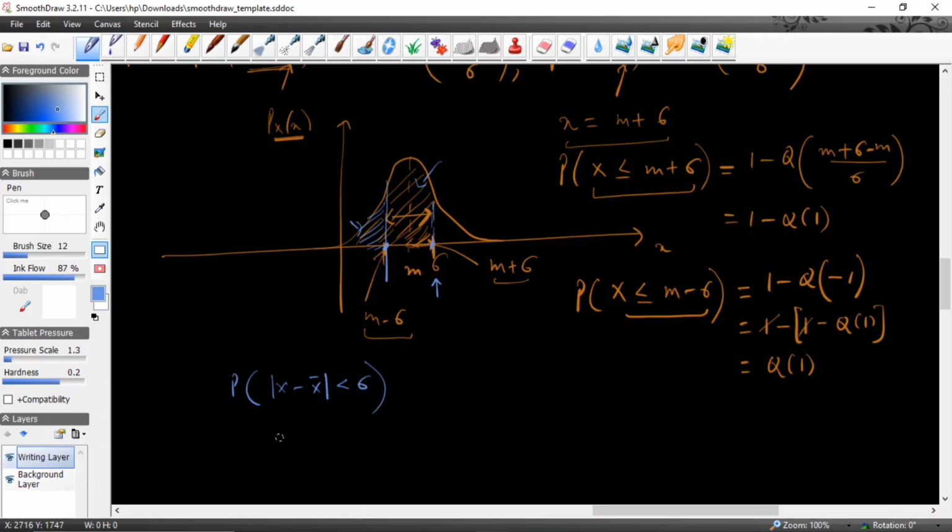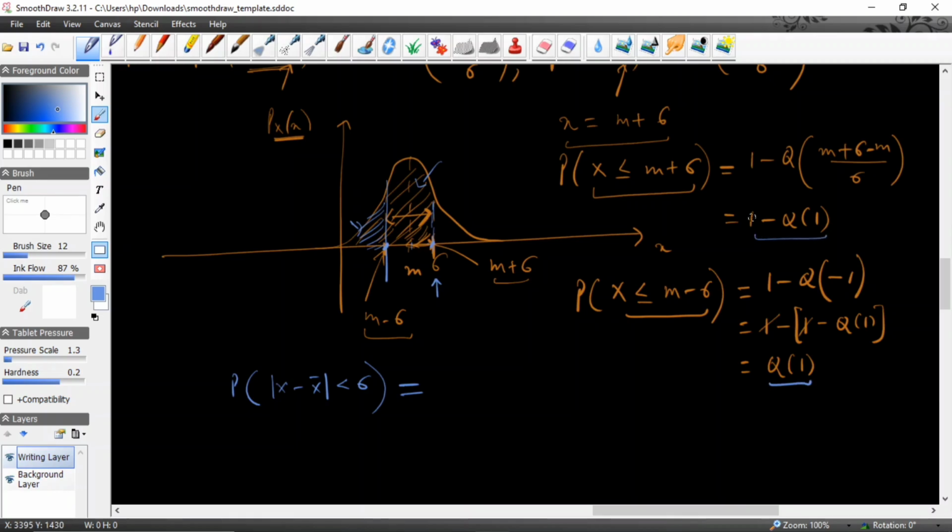Okay, so if you subtract the mean from x, then that will be less than sigma. So under this condition, your x will basically lie between m plus sigma and m minus sigma. Okay, this will become simple, I simply subtract this from this.